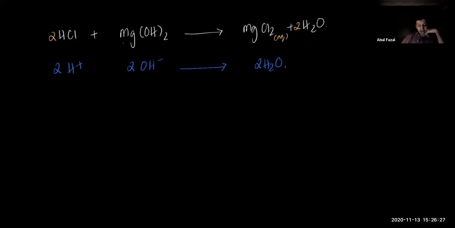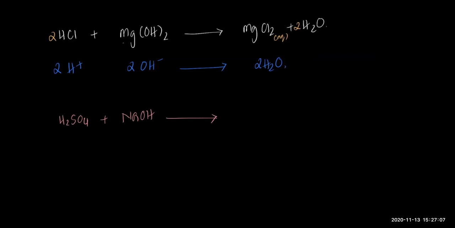Let's do one more. Try balancing it out on your own, people. Give me the correct equation, please write it down and try solving it. Who has sulfuric acid reacting with sodium hydroxide? What's going to be the product? Sodium sulfate plus water.